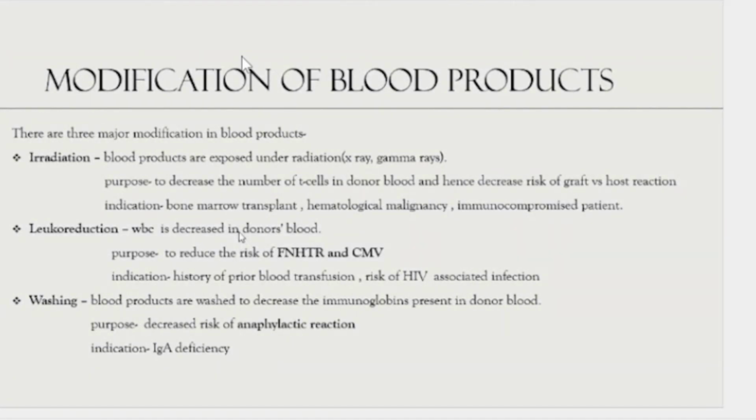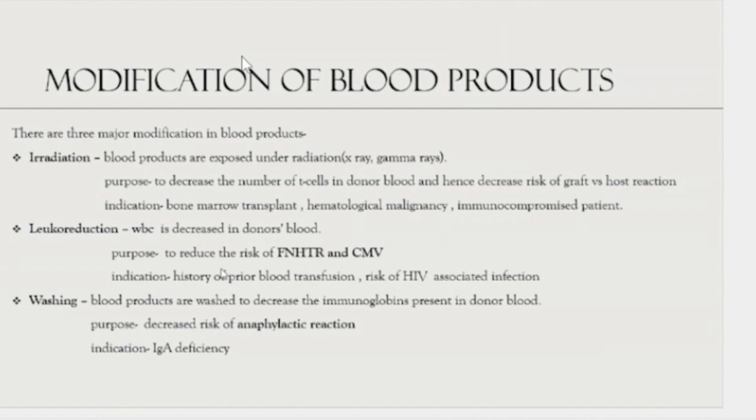The reason we need to decrease white blood cells in the donor's blood is because whenever they are transfused, these white blood cells can attack the recipient's tissues and can lead to the risk of FNHTR, the febrile non-hemolytic transfusion reaction, which I will explain in the complications of blood products in the further slides. It can also lead to cytomegalovirus infection, that is, I think, herpes virus 5. And as I know, the indication is if a person has a history of blood transfusion or is at risk of an HIV associated infection.